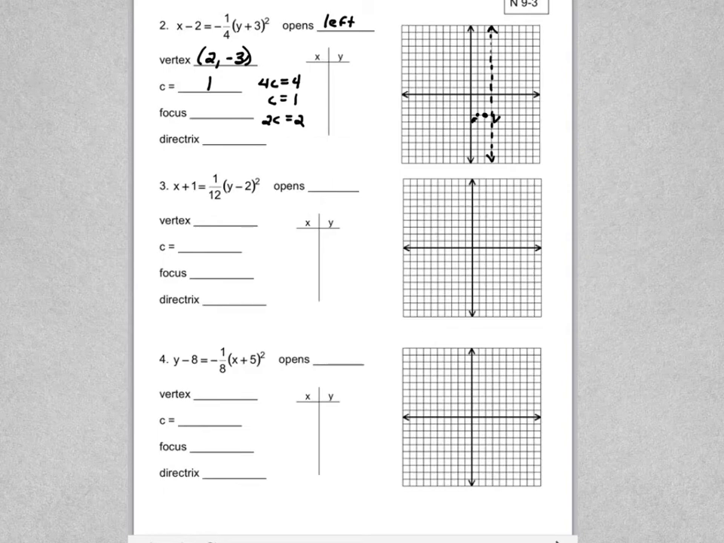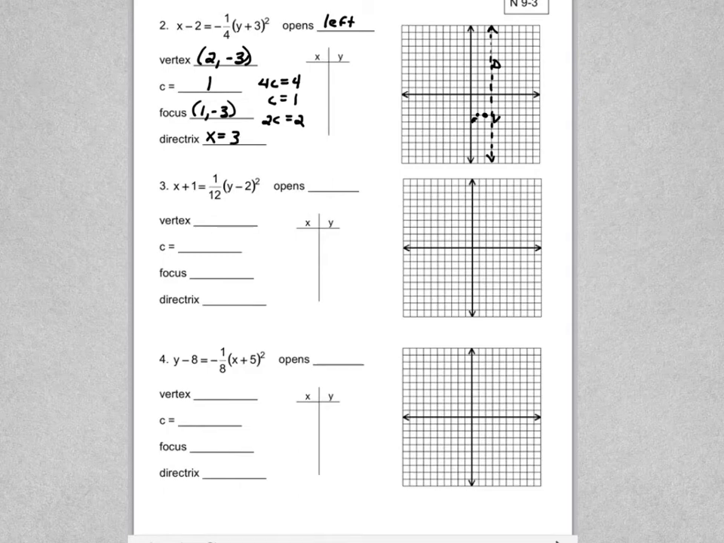Okay, and this is our directrix. So our focus is at 1, negative 3. And our directrix, remember, vertical line is x equals 3.